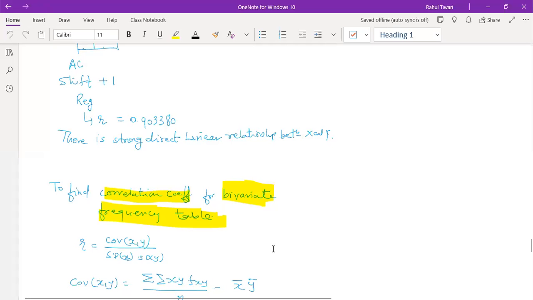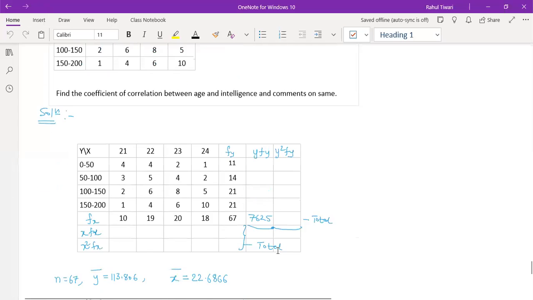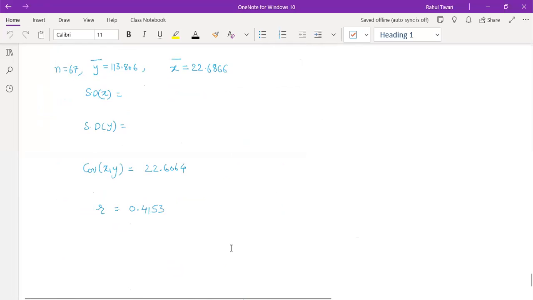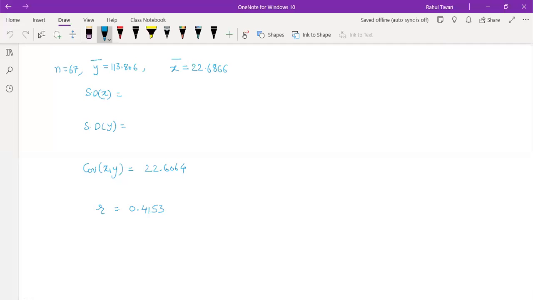I hope you have tried to obtain this. So has anyone got this answer? Anyone who has calculated? Can you tell me what your standard deviation of X and standard deviation of Y are? Anyone who can, put it in the chat box, no problem. I will use the chat box and write it down here so that others can write it down.